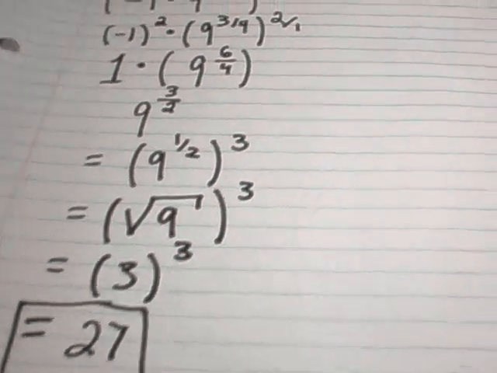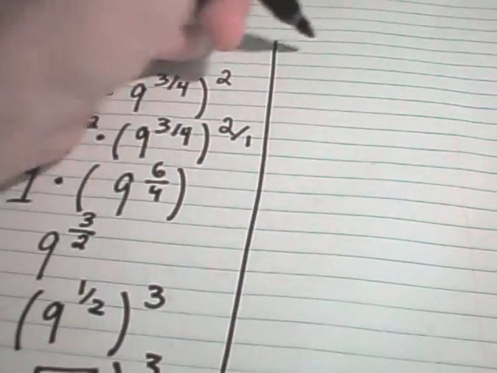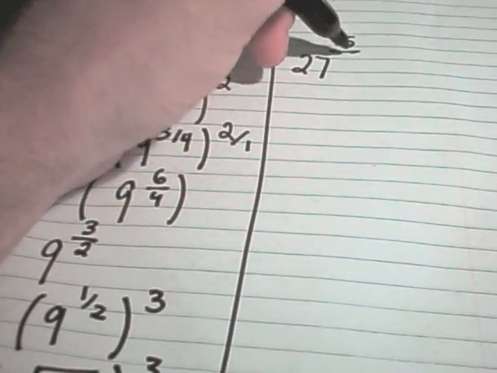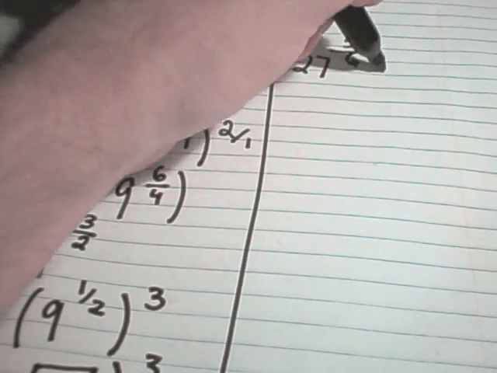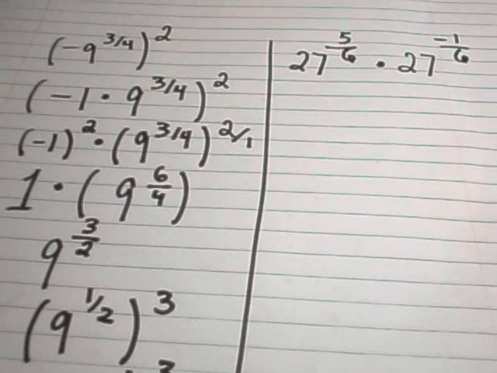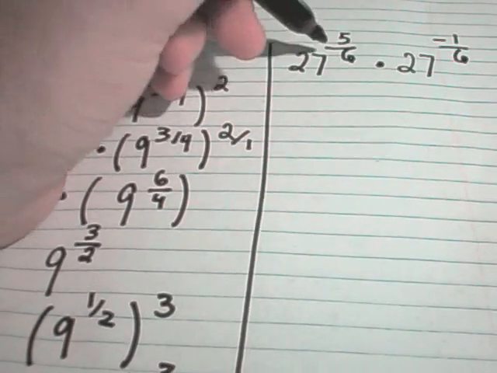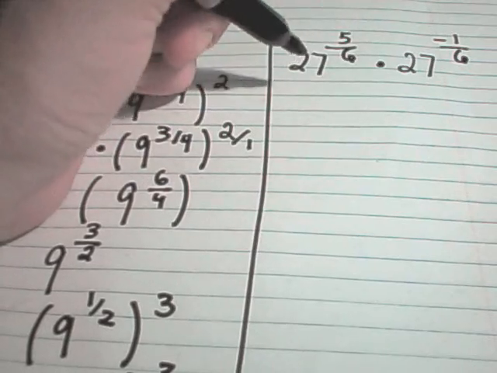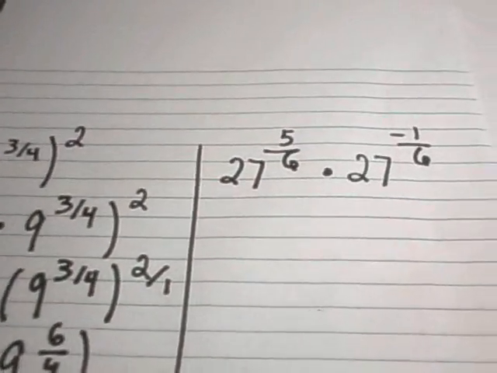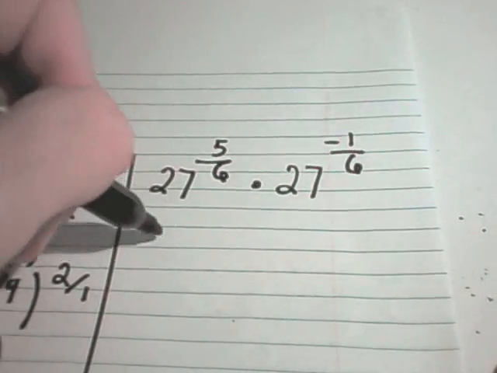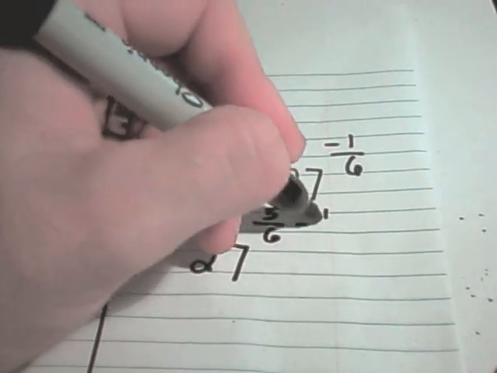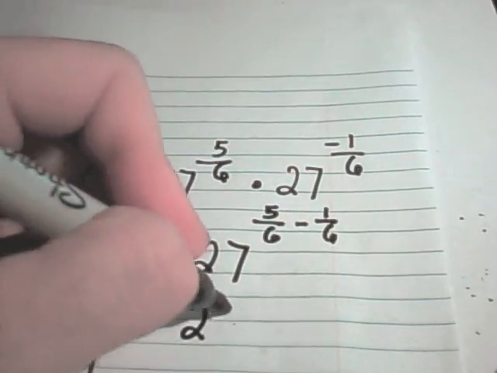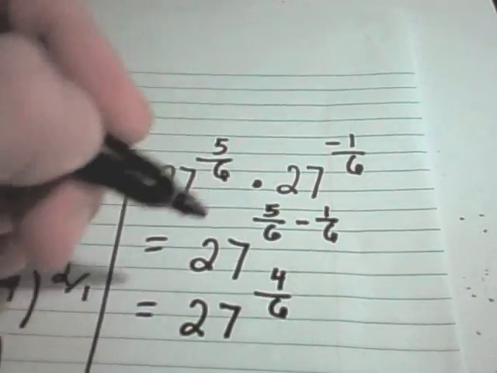Suppose we have, as another example, 27 raised to the 5/6 power times 27 raised to the -1/6 power. Alright, in this example, you could try to do the same thing we did before, but now since I have like bases, I'm actually going to add these exponents. I think that'll be an easier way to get started. So if I add my exponents, I have 5/6 minus 1/6. That's going to simply give me 27 raised to the 4/6 power.